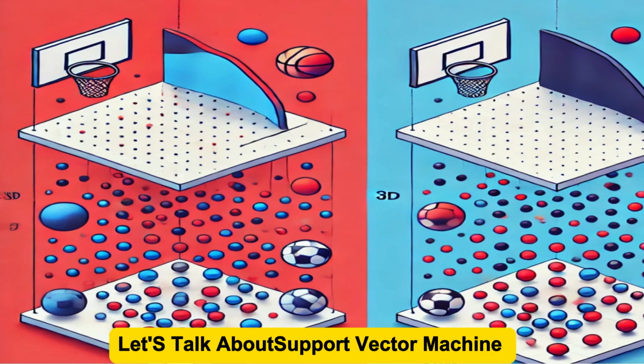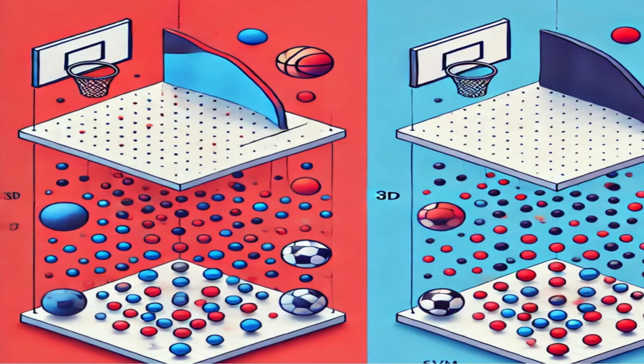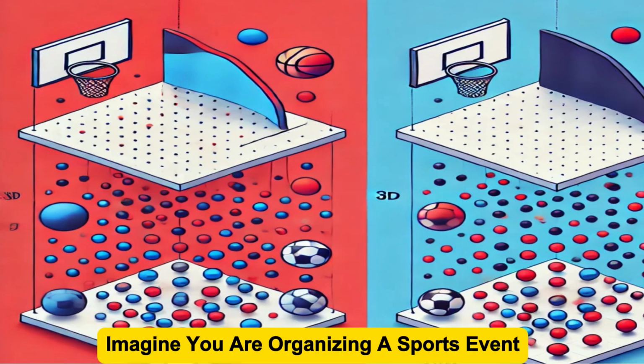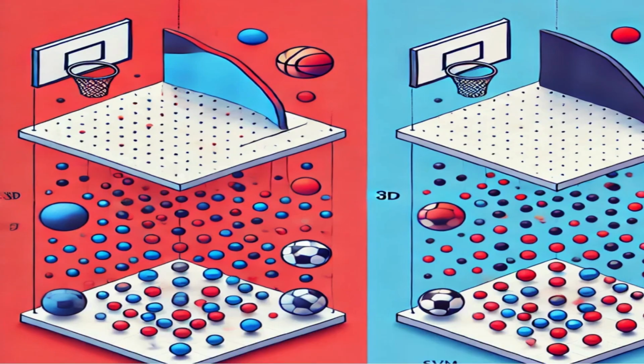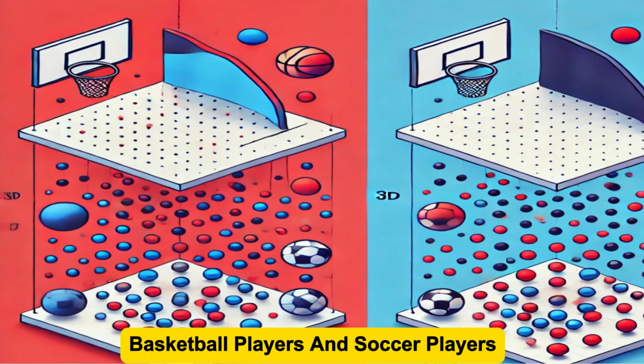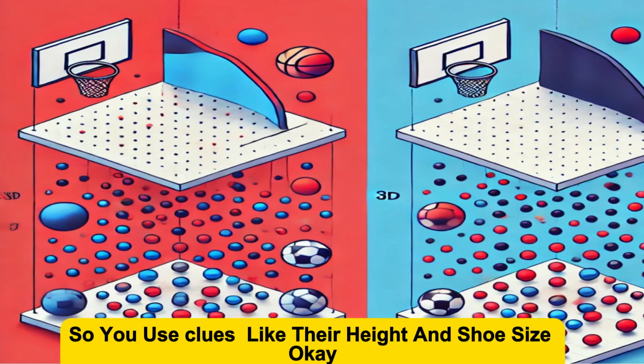Let's talk about SVM, or Support Vector Machine, in a super simple way. Imagine you are organizing a sport event and you need to sort players into two groups: basketball players and soccer players, but you don't know who plays what, so you use clues like their height and shoe size.